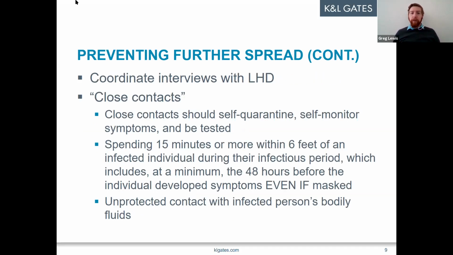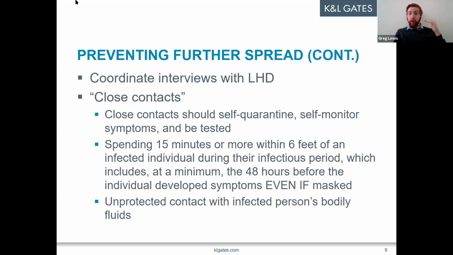So this is where we're going to discuss close contacts. The local health director is going to want to coordinate interviews with potential workers that might also be infected. And the playbook and related guidance provides a very specific definition of a close contact. These close contacts should self-quarantine, self-monitor symptoms, and they should be tested to determine whether they themselves have been affected or not. And a close contact can be either one of two different groups.